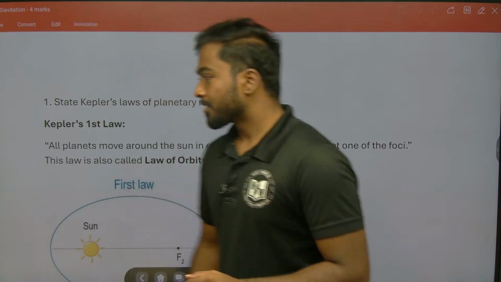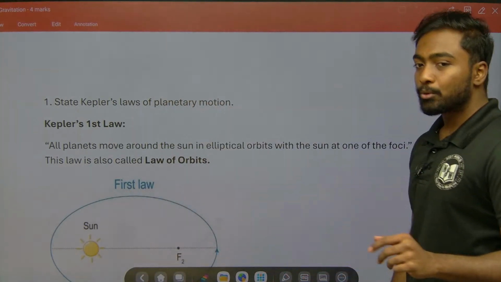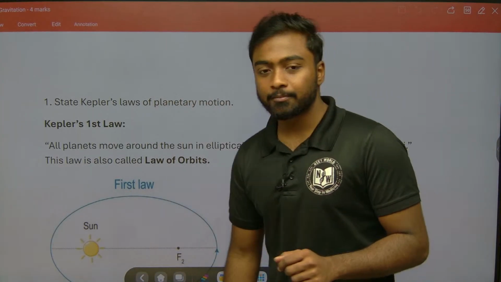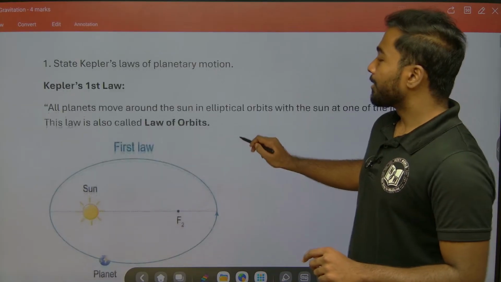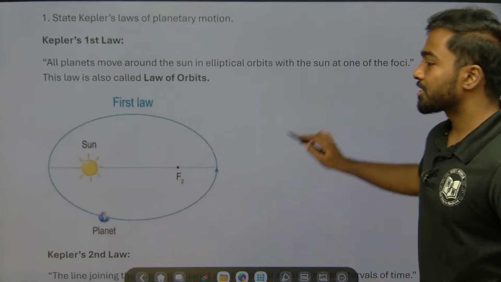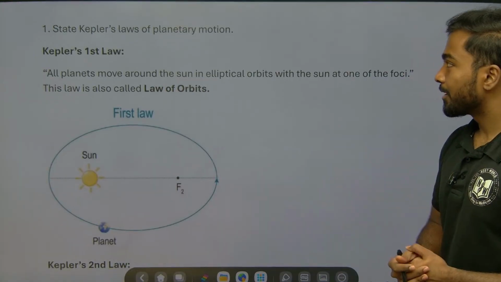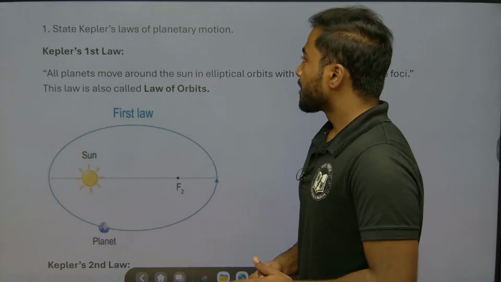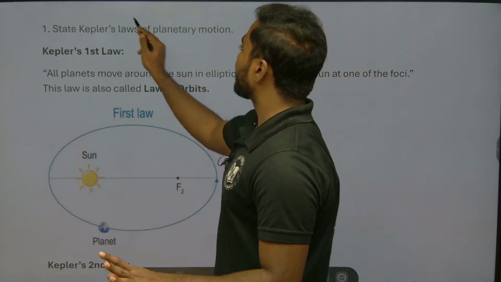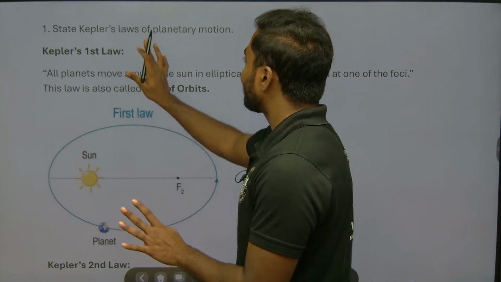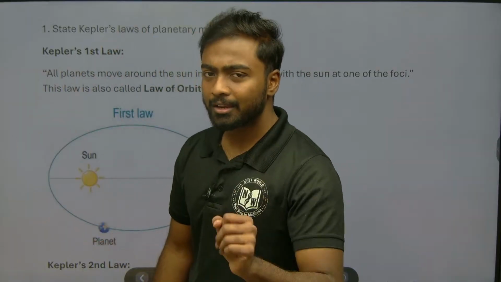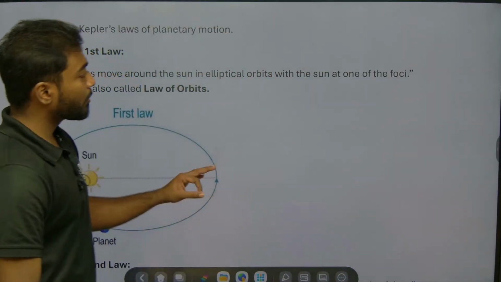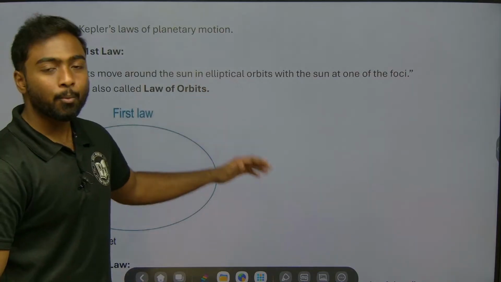Okay, yes. So now let's go into the topic, that is gravitation, right? So in this gravitation, the first question which we are going to see is: state Kepler's laws of planetary motion. When you are seeing Kepler's laws, we have 3 laws. So let us focus on the laws one by one.